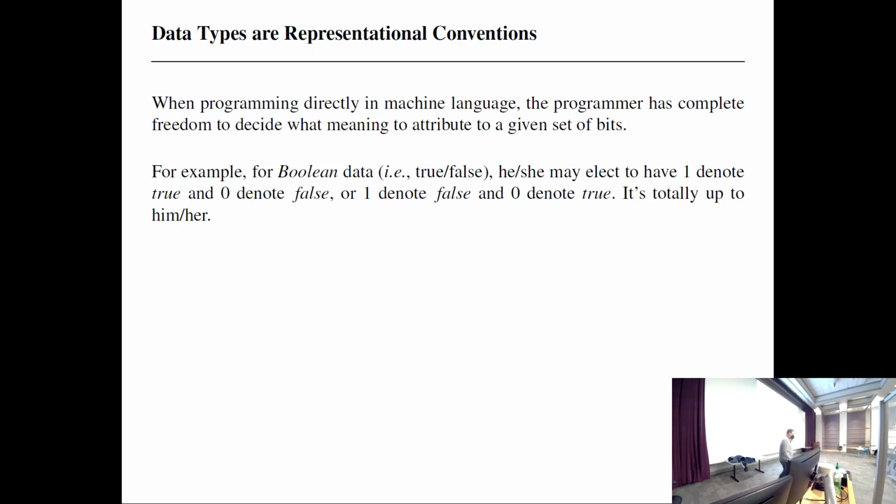So in the old days, with machine instructions, I have a 1 and a 0. I can decide the 1 means true and the 0 means false. I could decide the 0 means true and the 1 means false. It's completely up to me. I'm writing the code. I get to decide.